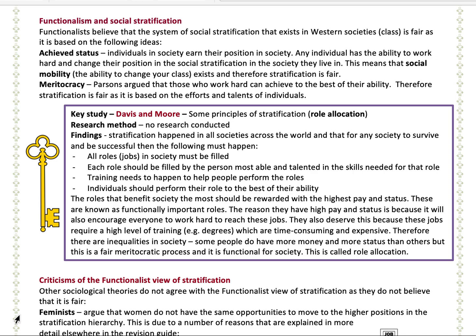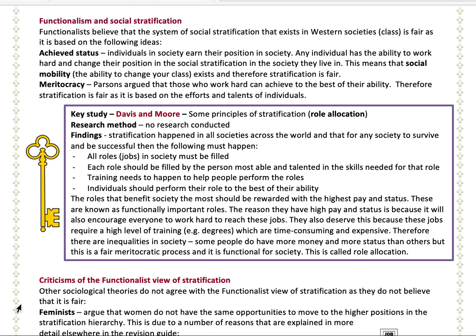So if you were to get a question that asks you whether our stratification system is fair or beneficial to all, then your points can be things like achieved status, open society, and social mobility. That could all go together. Then you could do a Parsons paragraph on meritocracy. Then you could do a Davis and Moore paragraph on role allocation.